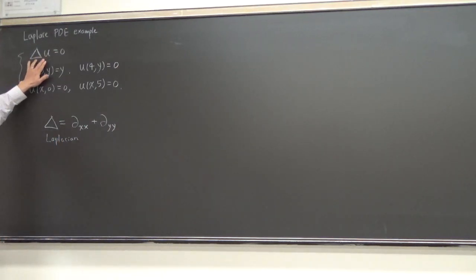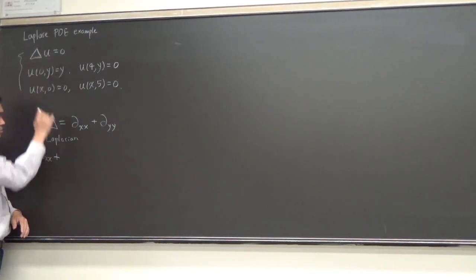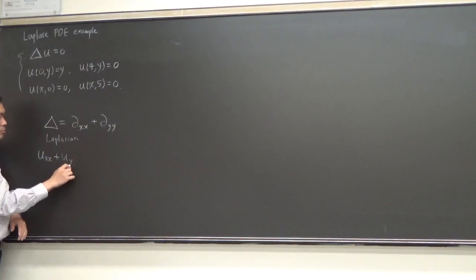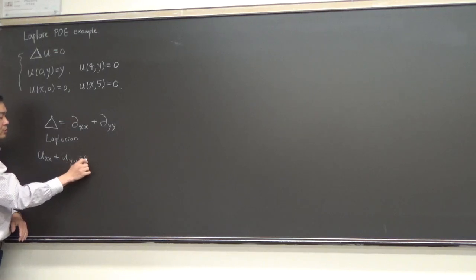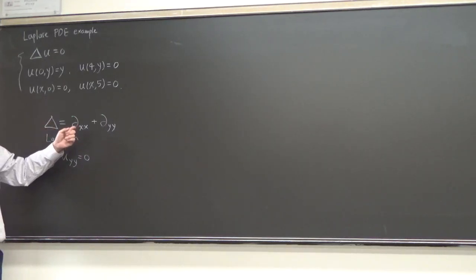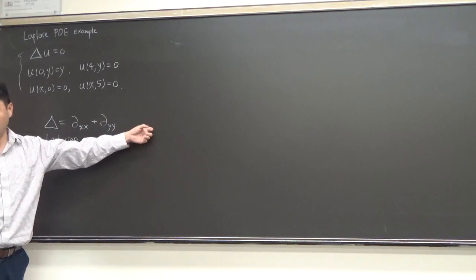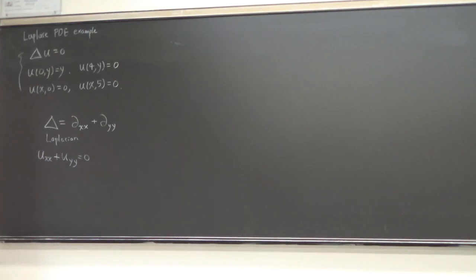So this equation here should really be thought of as the second derivative of u with respect to x plus the second derivative of u with respect to y, and that equals 0. Now in 3D, the Laplacian will be derivative xx, derivative yy, plus derivative zz. Okay? So that's the third dimension one.